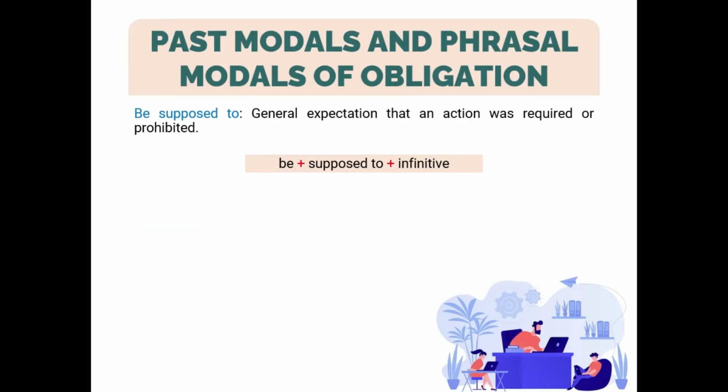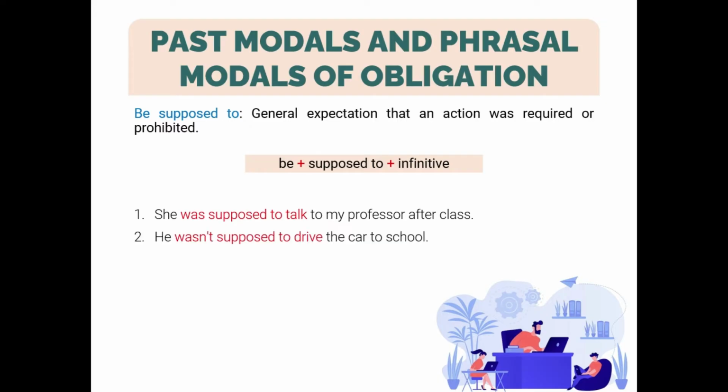First, be supposed to, which expresses expectation. There was a general expectation that an action was required or prohibited, and it is structured as be supposed to plus infinitive. For example, number 1. She was supposed to talk to my professor after class, but she probably didn't. Number 2. He wasn't supposed to drive the car to school, but he probably did.